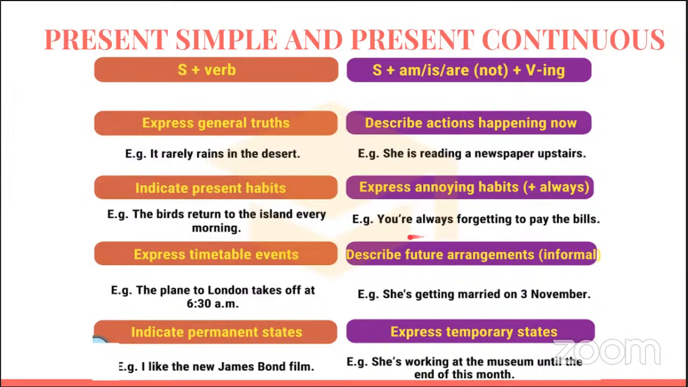Okay. And here to describe future arrangements in an informal way. She's getting married on the 3rd of November. Yes, correct. And here, also to express temporary states. For example, She's working at the museum until the end of this month. Yes.